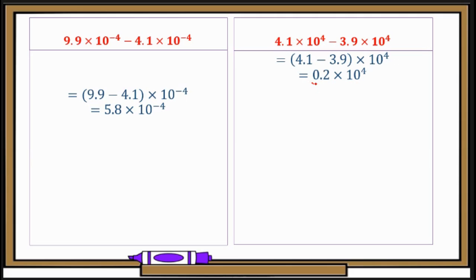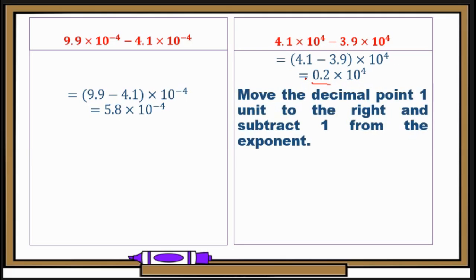But look at the new value of a. The a that we have here is less than 1. By definition, a number is in scientific notation if it is in the form a times 10 raised to the power of n such that a is between 1 and 10. So we have to make adjustments for this to be greater than 1 but less than 10.